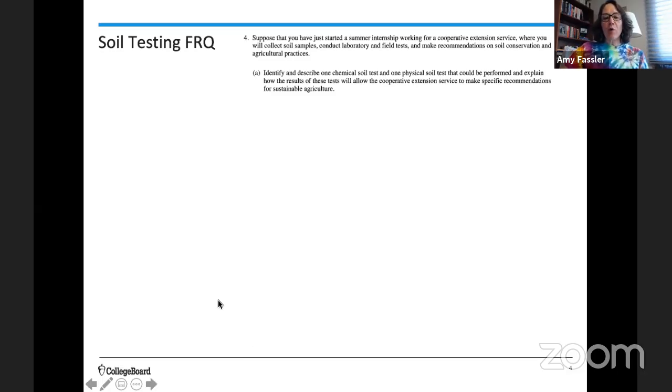The first prompt asked you to identify and describe, and we'll dig into how the rubric addresses that in a minute. You needed to look at both one chemical soil test and one physical test, and then relate those to how you would present some sustainable agriculture recommendations to the farmer that brought that soil sample into you. You are working at your dream summer job as a soil tester for a cooperative extension service. So that's where people are going to bring their soil samples. You're going to give them feedback and make some recommendations.